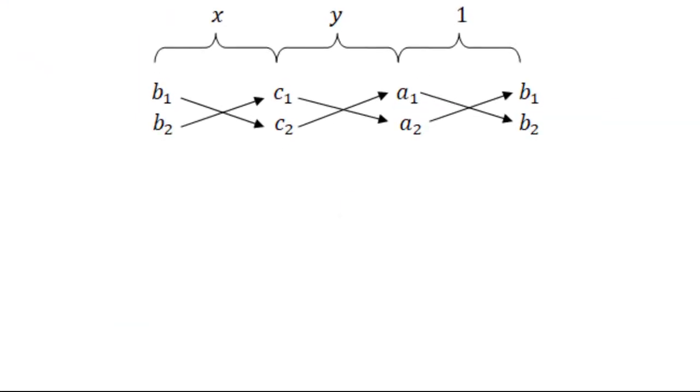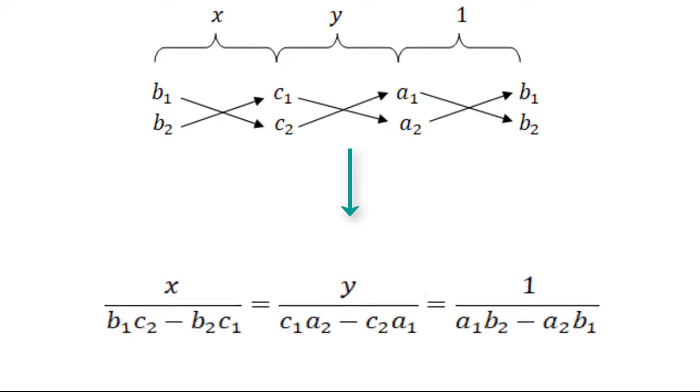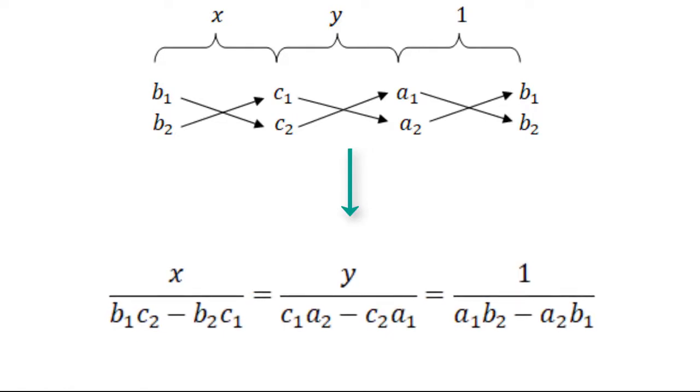Since the downward arrows are multiplied first and from this the product of the upward arrow constants is subtracted, we get b1 multiplied by c2 minus b2 multiplied by c1, keeping all this in the denominator of x, which is the numerator, equal to y by c1a2 minus c2a1 equal to 1 by a1b2 minus a2b1. So from the above diagram we can get the solution formula very easily.